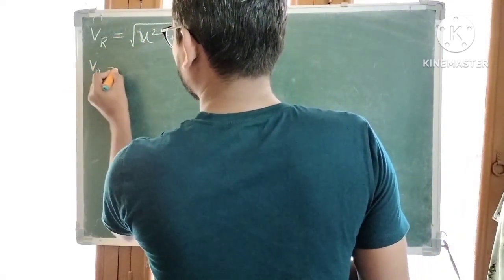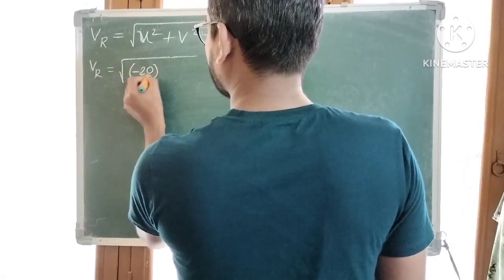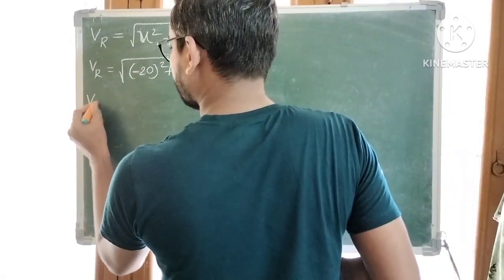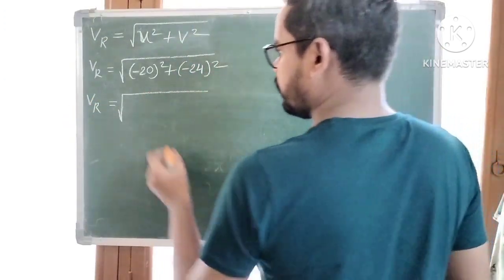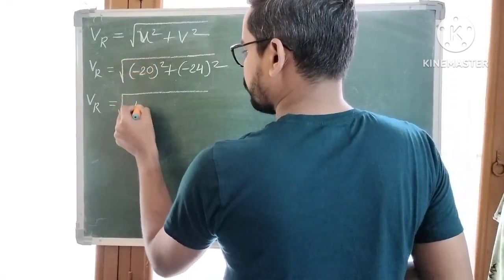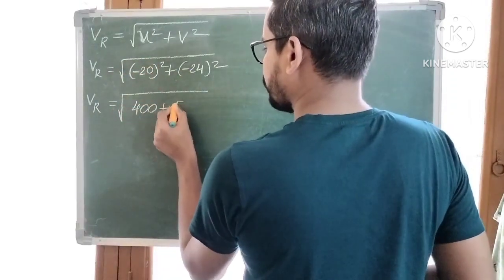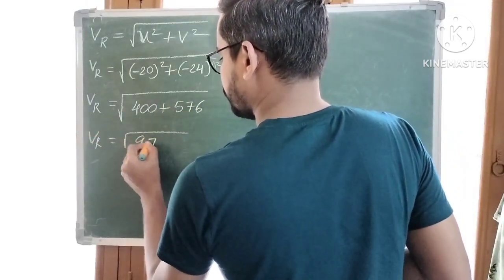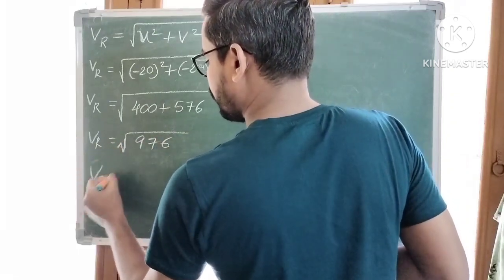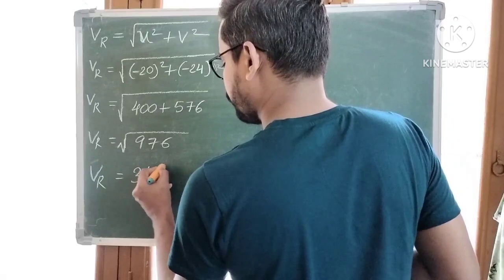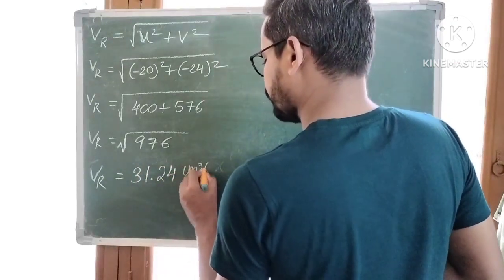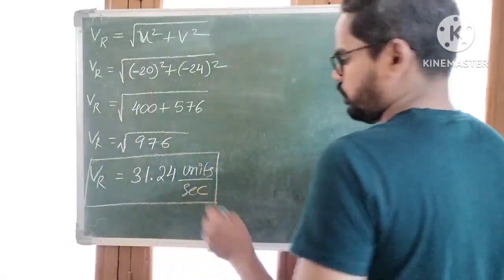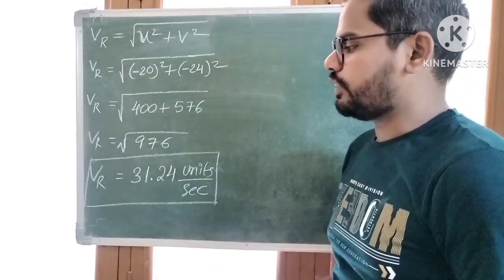So Vr is equal to, the u value is minus 20, so minus 20 whole square, and the v value is minus 24, minus 24 whole square. Minus 20 whole square is 400 plus 24 whole square, which is 576. So Vr is equal to root over 976. The value of root over 976 is approximately 31.24 units per second. So this is the velocity at point (2, 3).